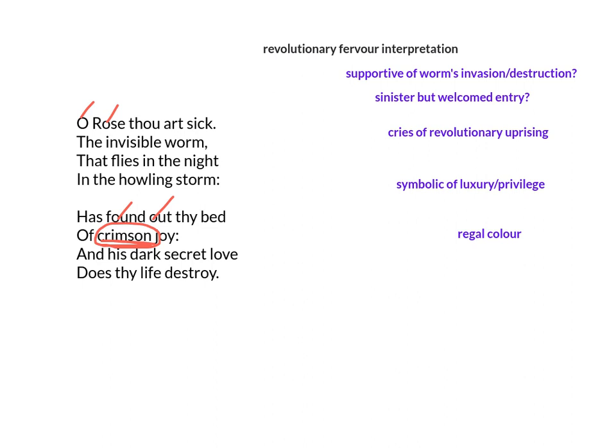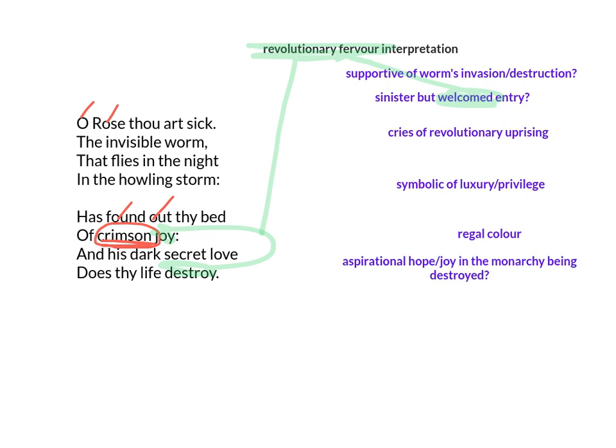And his dark, secret love does thy life destroy. So the rhyming of joy with destroy here, again, is that revolutionary fervour. There's no lamenting here. I think there is a sense of hopeful, aspirational joy that revolutionary ideologies will bring down the monarchy. So you could reuse some of the techniques and features we've spotted earlier to tease out more of that. The worm and storm heralding destruction again, but there's a way in which we can see our more socio-historical way of reading this poem.